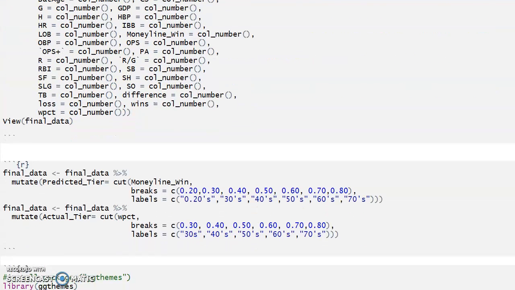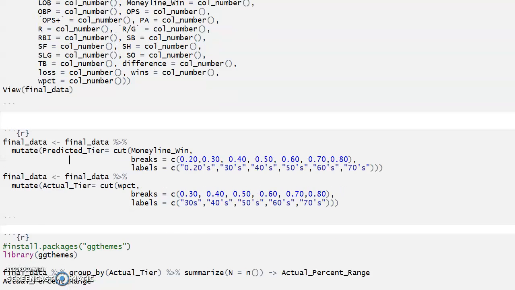The next thing I did was create bins. This would help when I visualize the data. I'll run that right now. So I got final data. This basically just binned up what the money line was, or the win expectation for the money line. So basically that's the predicted tiers, what Vegas predicts how each team will do, and each team within a bin. If a team is expected to do really badly, it'll be in the 20s, 30s, 40s, 50s, and so on. And then I had what actually happened. I believe I ran that, yeah.